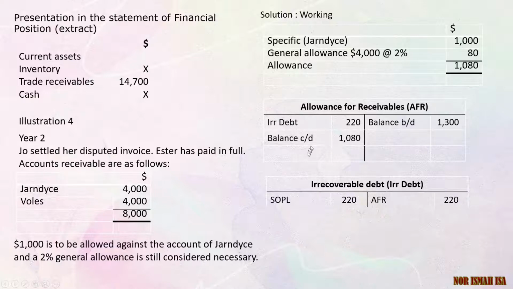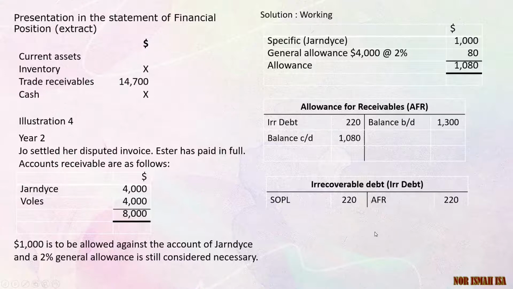So for this year, the second year, the estimated is 1,080, which is less than the opening balance. So on the debit side, we can see the difference of 220. So you will debit this amount to allowance for receivable, and we credit the irrecoverable debt 220. So at the end of the accounting year, in the statement of profit or loss, you will credit 220.